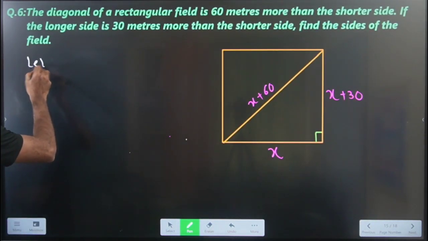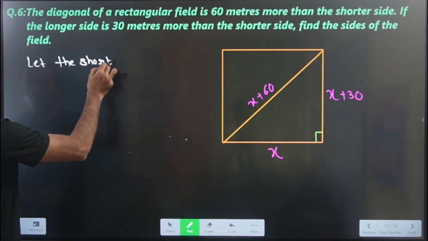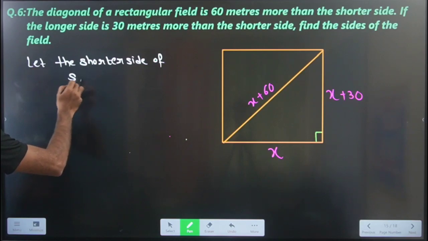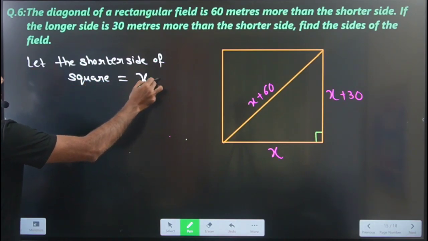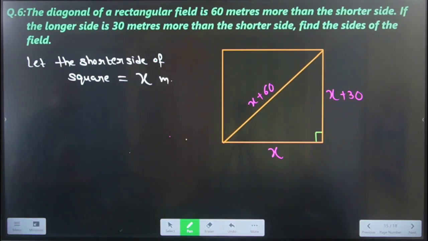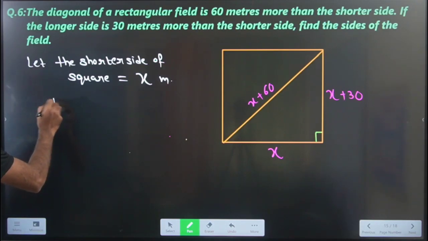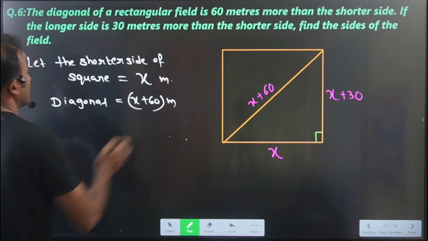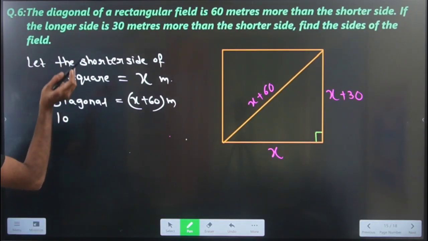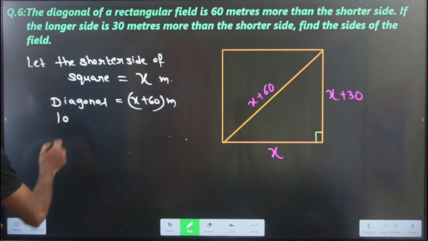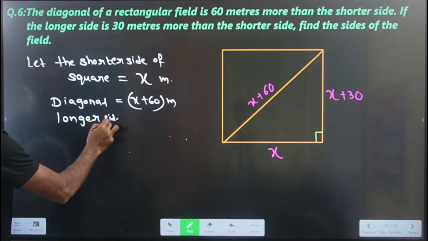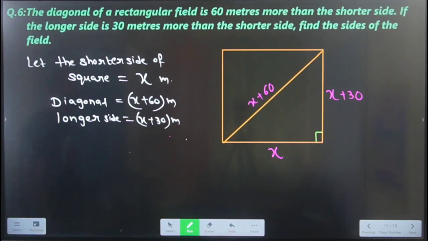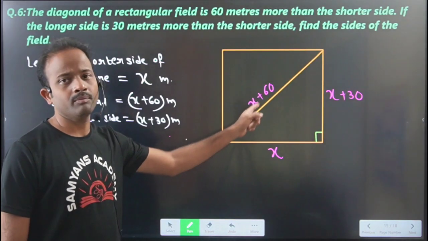Yes, now you see here, the diagonal of the rectangular field is 60 meters more than the shorter side. You have to write it like this: let the shorter side equal x meters. Then the diagonal will become x plus 60 meters. Then the longer side, in the given question, is 30 meters more than the shorter side, so you add 30. The longer side is equal to x plus 30 meters. Understood? Compared to the shorter side it is 30 meters more, x plus 30. And the diagonal is 60 more.